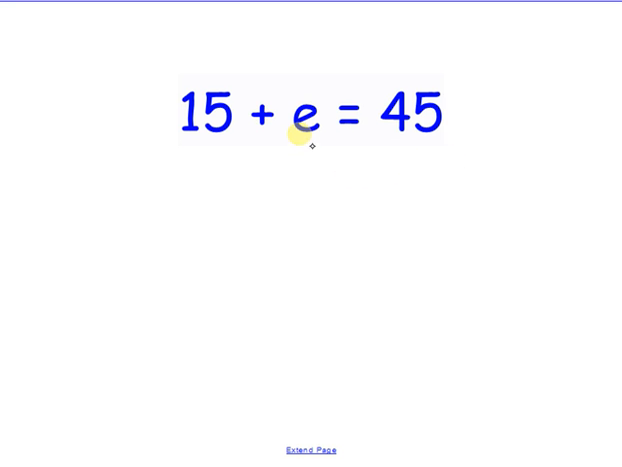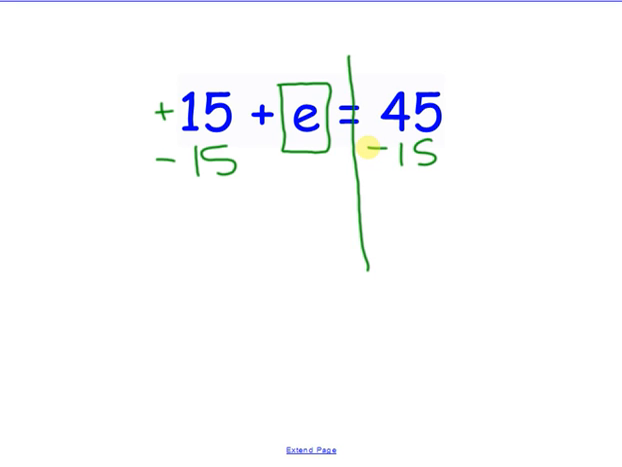Okay, 15 plus E equals 45. So find your variable. He's right here. Put a box around him. Now what's the constant that's attached to him? 15. Now is there an invisible plus or an invisible minus here? You should say that there's an invisible plus right here because he's positive. So let's do the opposite. Minus 15. Draw a line from your equal sign. Whatever I do on this side, I have to do on this side. Minus 15.